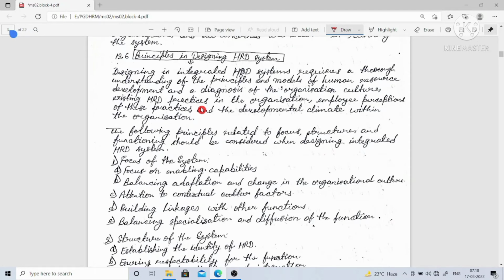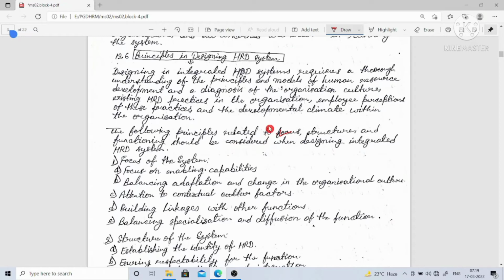The following principles related to focus, structure and functioning should be considered when designing integrated human resource development system. So what are these? Focus. Now you see, first given focus, following principle related to focus.